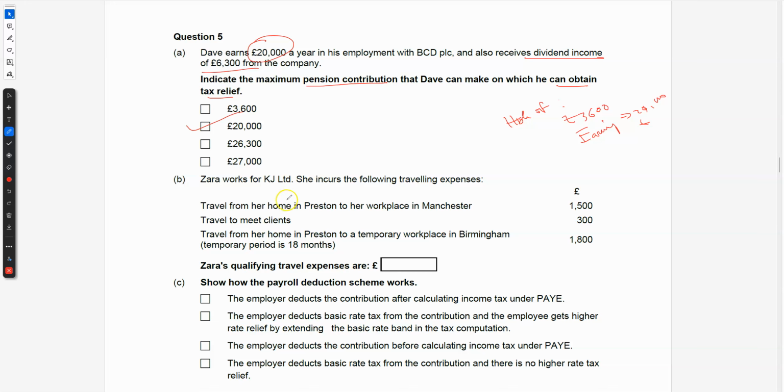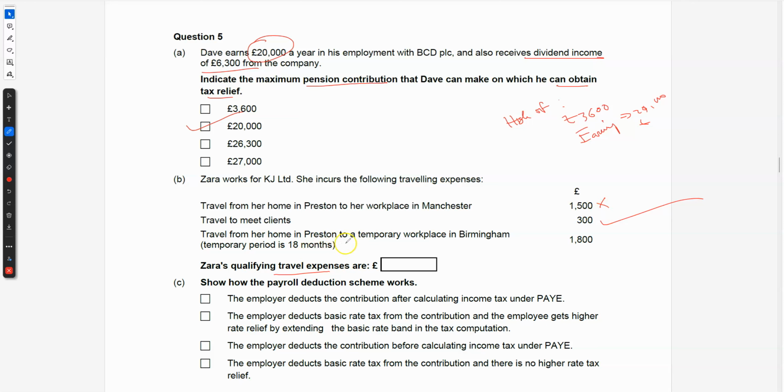Alright, the next one says Zara worked for KJ Limited. She incurred the following travelling expenses. Travel from her home in Preston to her workplace in Manchester. Is this a qualifying expense? Remember that this is not qualifying because that's a permanent workplace. You can only claim an allowable expense if it is temporary. Travel to meet the client, so that's the business purpose. Yes, this is an allowable expense.